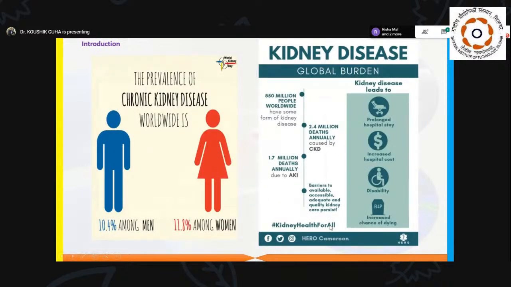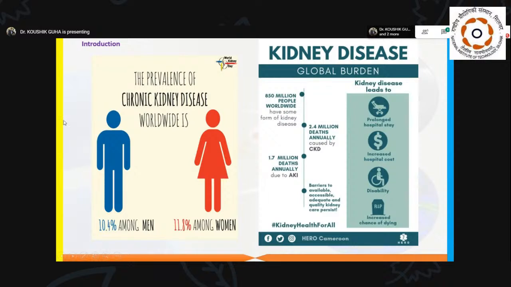Kidney disease is one of the major complications of diabetes. The male versus female ratio, we can see that it is 10.4% among men and 11.8% among women. So women are a little bit higher than men in the chronic kidney diseases in the worldwide scenario. 850 million people worldwide have some form of kidney disease. 2.4 million deaths annually are caused by CKD, meaning chronic kidney disease. 1.7 million deaths annually are due to acute kidney failure. So these are some kinds of statistics.